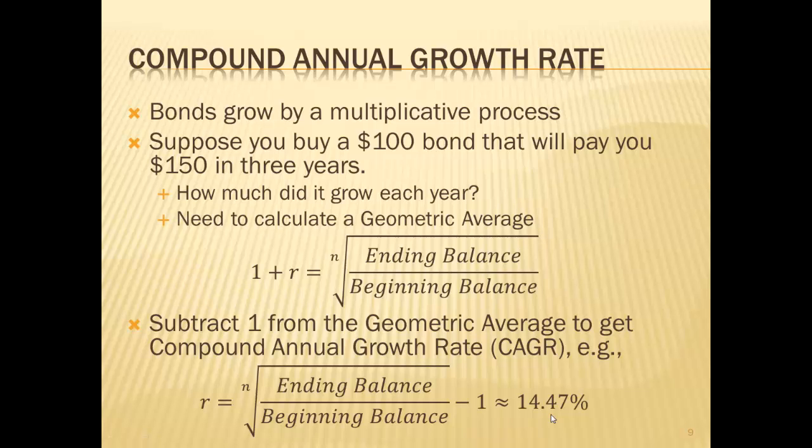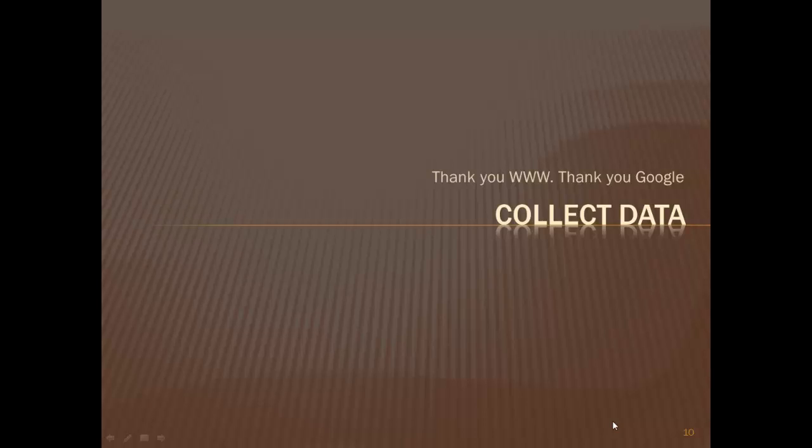Recognize that if we want to be more precise, we would go out as many digits as you like. In other words, we can be as precise as you want. Now, let's collect some data. And thank you, World Wide Web, and thank you, Google. How did we ever survive doing stuff like this before?